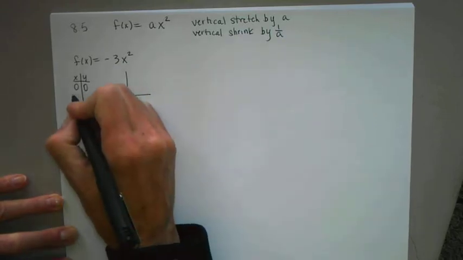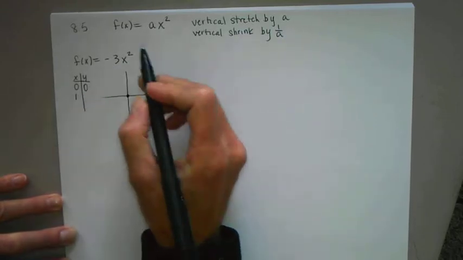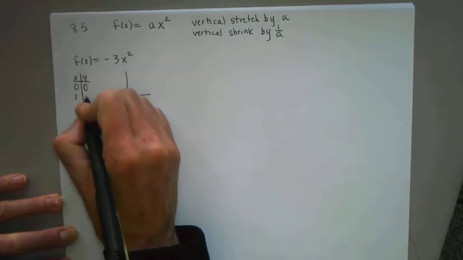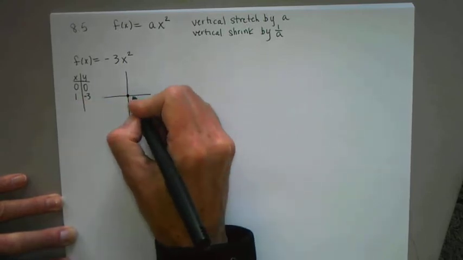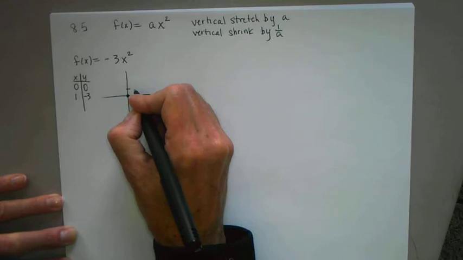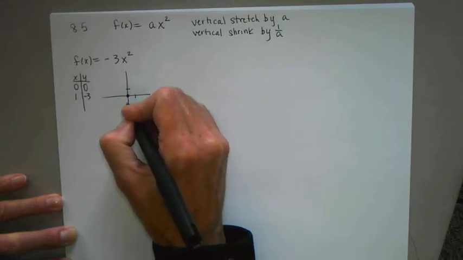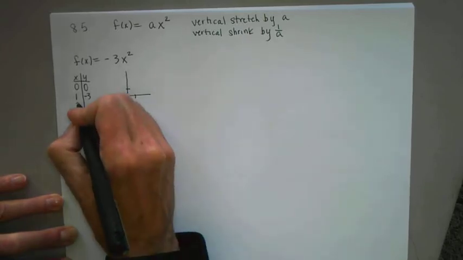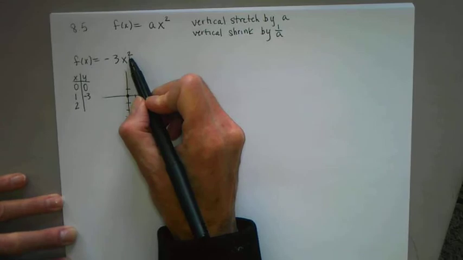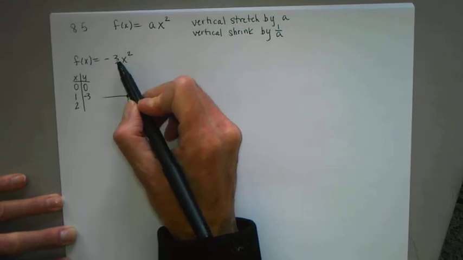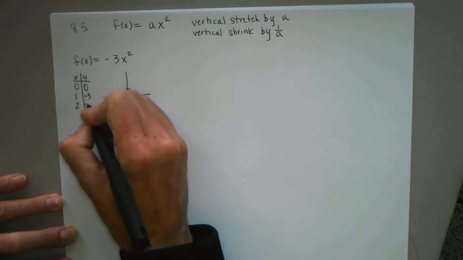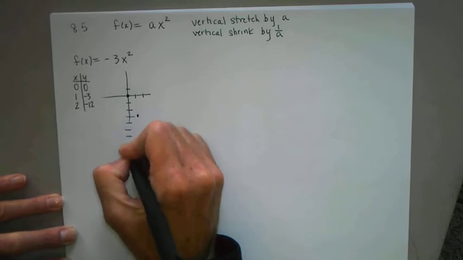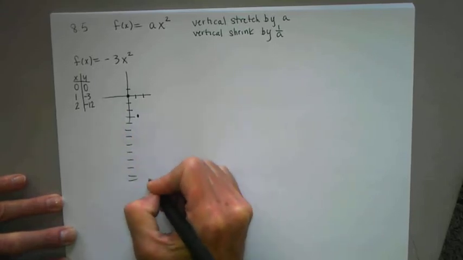But here's where the changes come into effect. If I put a 1 in, 1 squared is 1. 1 times -3 is -3. So now, instead of going over 1, up 1, which we normally do, I'm going to go over 1, down 1, 2, 3. Let's go one more. If I go over 2, 2 squared is 4, and 4 times -3 is -12. So I go over 2, down 1, 2, 3, 4, 5, 6, 7, 8, 9, 10, 11, 12. Ugh, I picked a big graph.